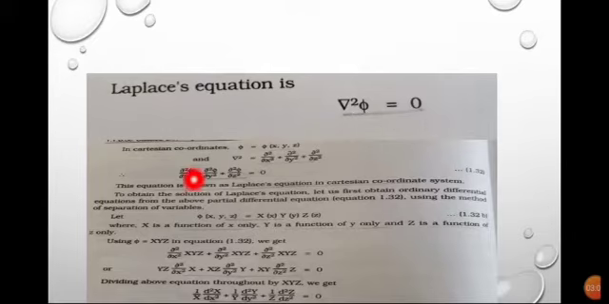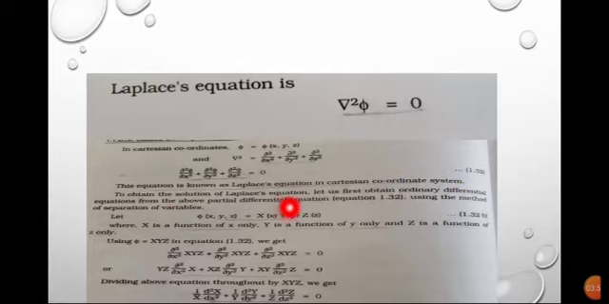In Cartesian coordinates, we have to find out the Laplace equation. The potential is phi of x, y, z, and del square is equal to del square by del x square plus del square by del y square plus del square by del z square. That means del square phi upon del x square plus del square phi upon del y square plus del square phi upon del z square is equal to 0. This equation is known as Laplace equation in Cartesian coordinate system.